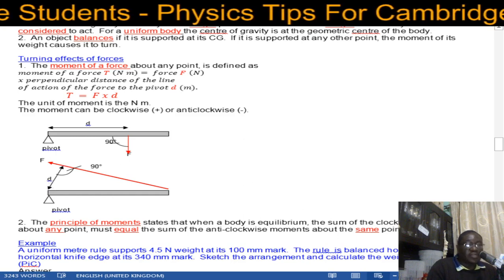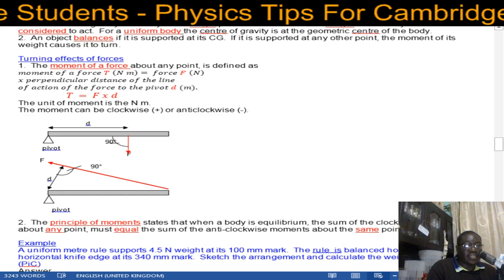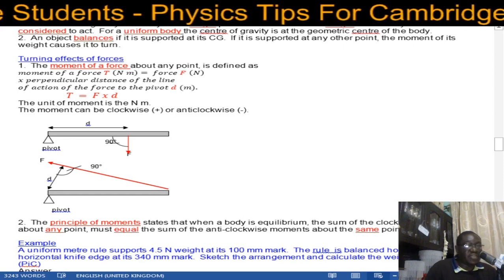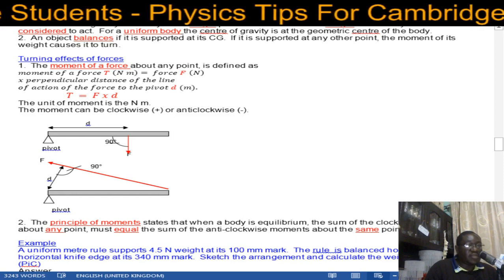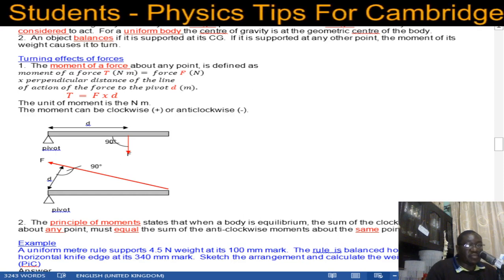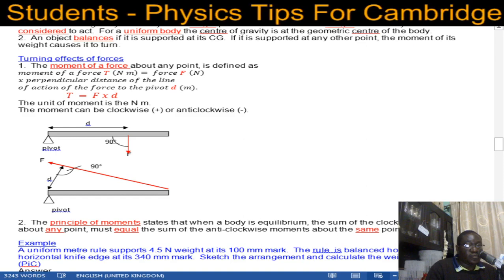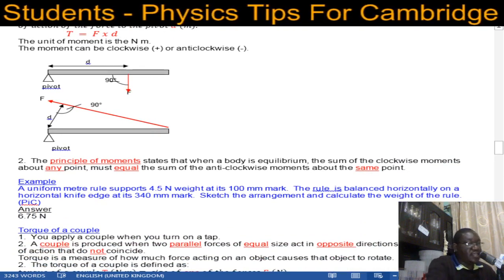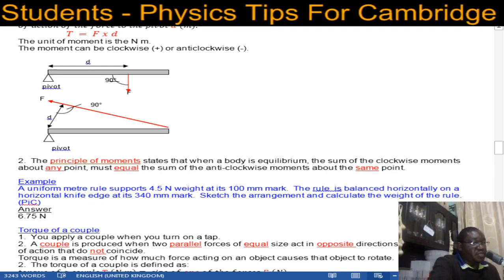Now, the principle of moments states that when a body is in equilibrium, the sum of the clockwise moments about any point must equal the sum of the anti-clockwise moments about the same point. Now, we're going to look at examples that regard this moment of a force.